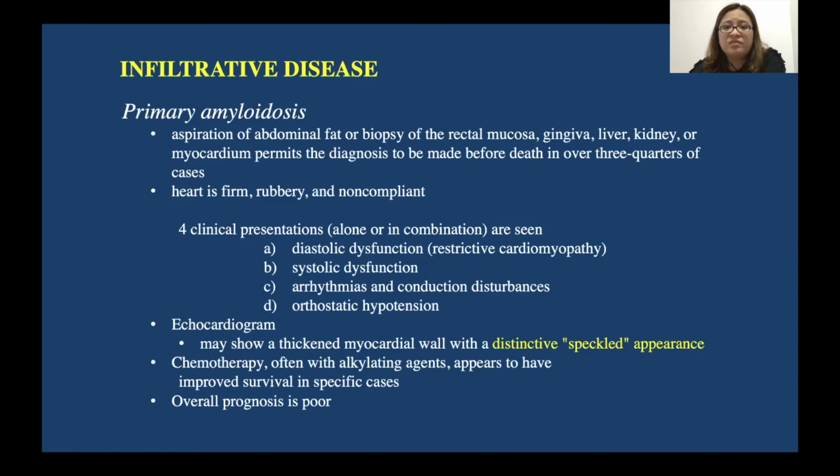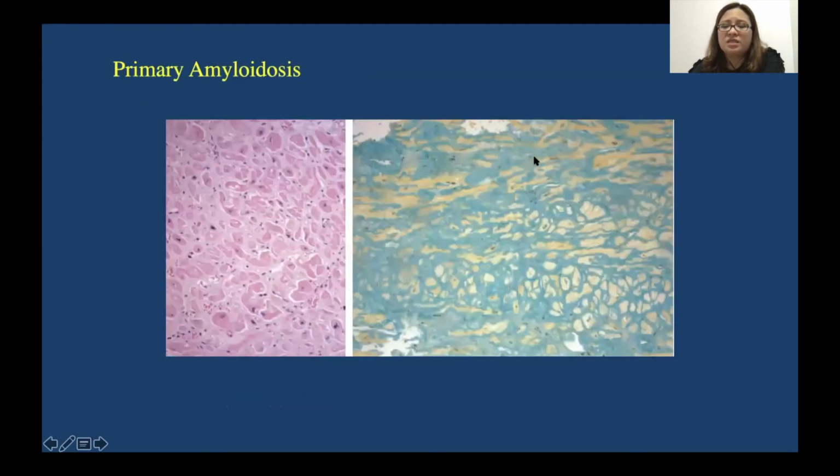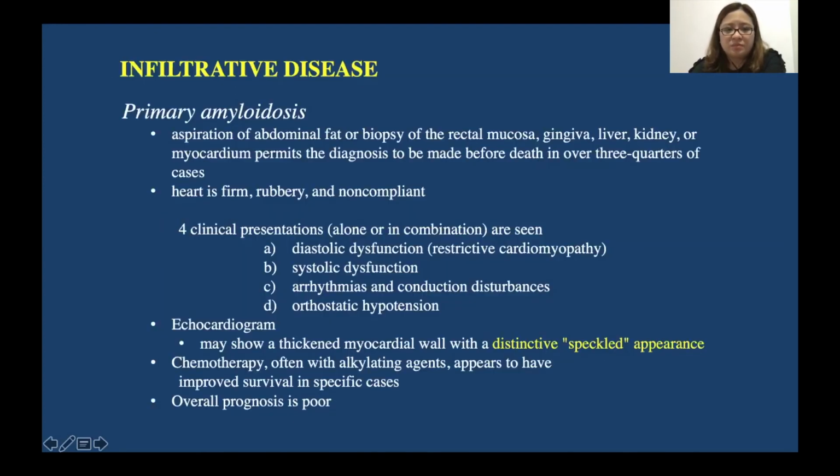As seen in restrictive cardiomyopathy, there is diastolic dysfunction, or in combination with systolic dysfunction, presence of arrhythmias and conduction disturbances, and orthostatic hypotension. On 2D echo, you will appreciate a distinctive speckled appearance. So you have to remember this. Distinctive speckled appearance on 2D echo is characteristic of primary amyloidosis. Chemotherapy, often with alkylating agents, can increase survival, but the overall prognosis is poor.